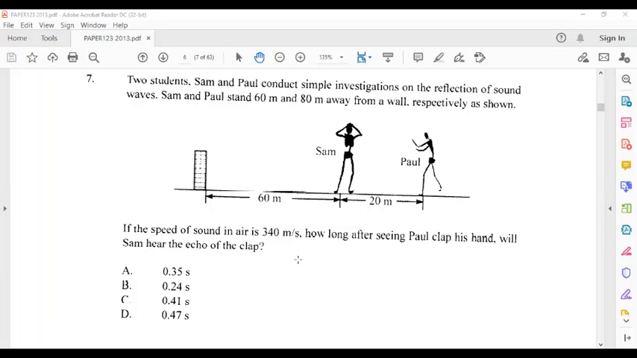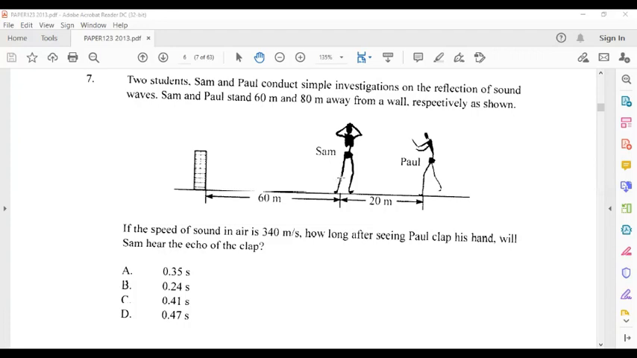What's important to remember here is that the receiver is Sam and the source is Paul. So we want to know the distance that the sound travels from when it leaves the source till it reaches the receiver. So that would be the 20 meters that it travels from Paul past Sam plus another 60 meters till it hits the wall. So that's 80 meters in total to go to the barrier. And then it has to bounce back. And when it bounces back, it's going to travel another 60 meters until it reaches Sam, and he hears it.